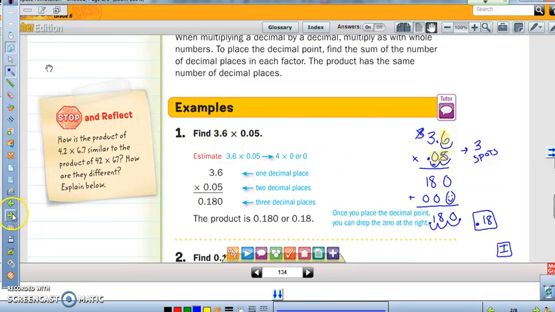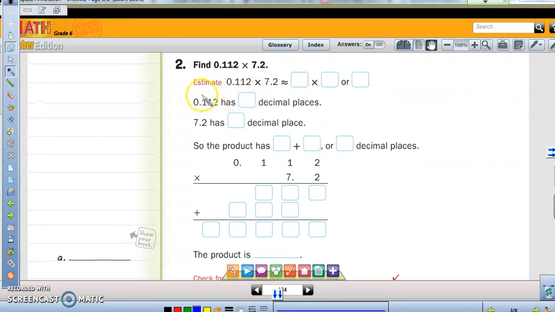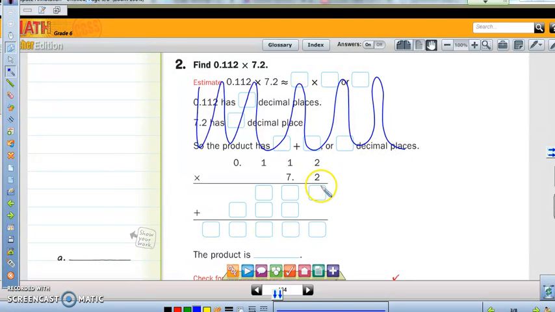Okay, let's look at example 2. We're going to be filling in the boxes here. I don't need any of this. It's already done for me. Notice again, I don't need to line up my decimals, and I'm going to get rid of this 0 in front. So my first step is to multiply like normal. 2 times 2 is 4. 2 times 1 is 2. 2 times 1 is 2. Smiley face to hold your place.